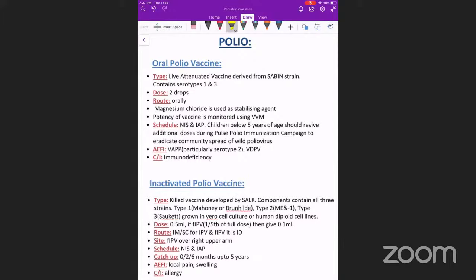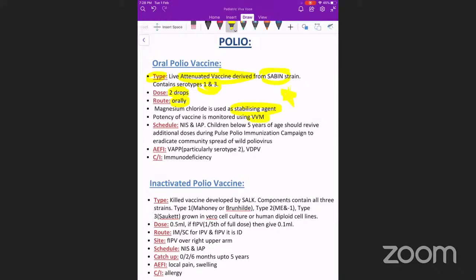Now, coming to the oral vaccine, we will go in the same systematic and organized manner. First is the type. Oral polio vaccine is live attenuated, from the strain called the Sabin strain. It contains several types. Presently it is bivalent, types 1 and 3. After the whole switch that has taken place, now only 2 strains are present, so 1 and 3. Next, how do we give? What is the dose? We give 2 drops, and it is given orally. Magnesium chloride is the stabilizing agent that is used. You might be asked about this in your exams. And the potency of the vaccine, how do we determine it? Using the vaccine vial monitor, because it is heat sensitive.